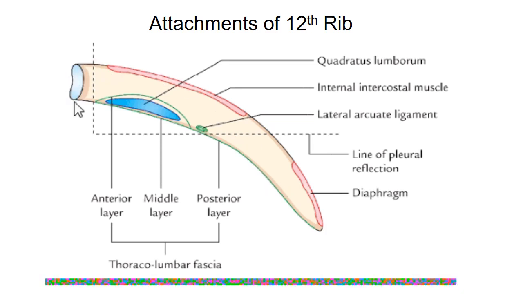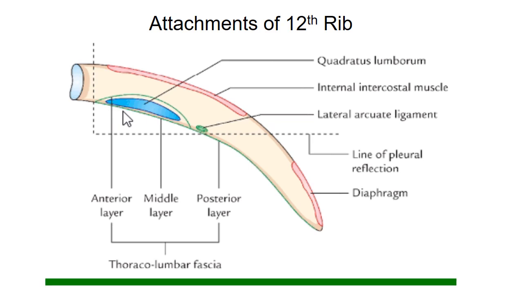The head of the 12th rib, like all other typical ribs, provides attachment to the capsular and radiate ligaments of the costovertebral joint. Coming to the attachments on the inner surface, the first muscle which is attached on the inner surface is the quadratus lumborum muscle. This one is indicating the insertion of the quadratus lumborum muscle on the lower part of medial half to 2/3 of this surface.